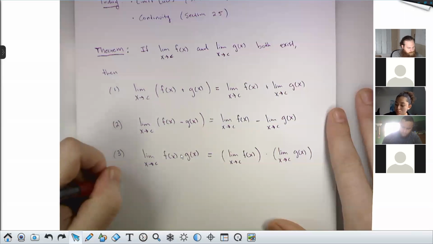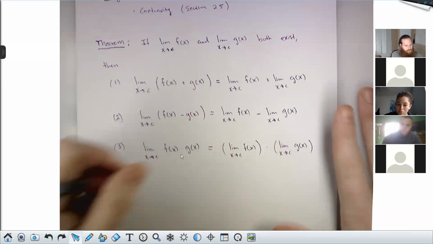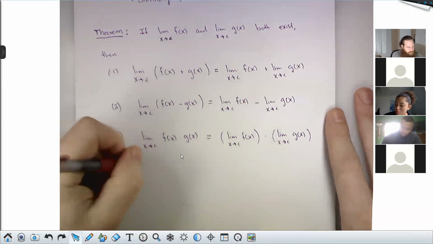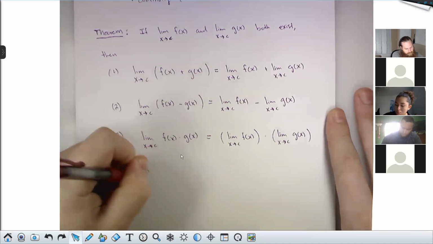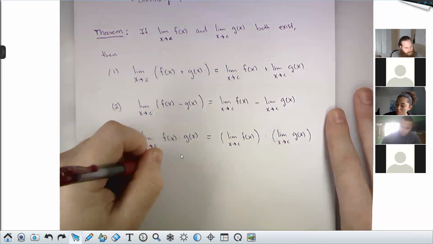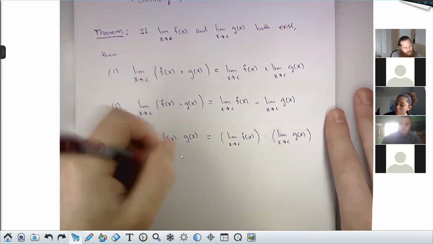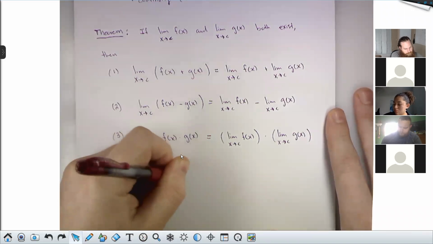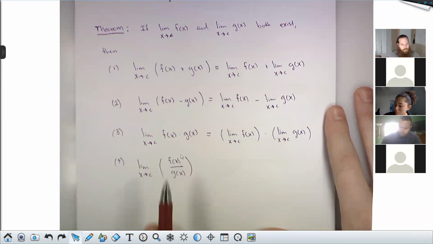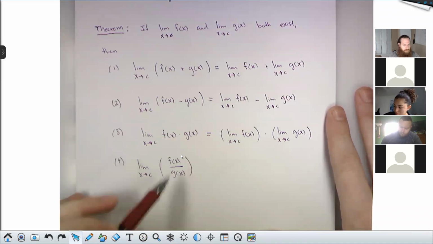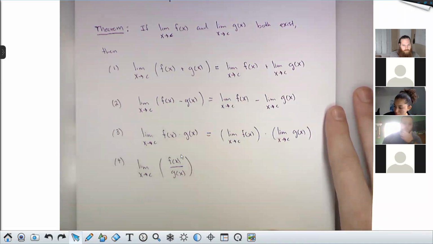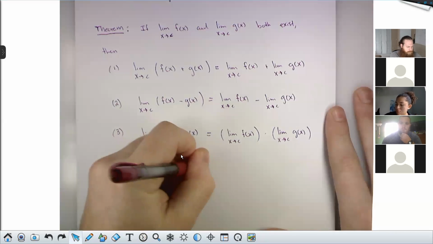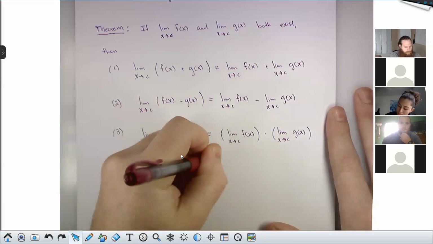And it works well for quotients as long as the denominator isn't 0. So if we want to take the limit as x goes to c of the ratio, I'll write this in parentheses, f of x over g of x. All right, so you have f of x, you have g of x. You form some new function by dividing them, f of x over g of x, like a rational function or something like that. And then you want to take the limit of that thing. Well, this says you can take the limit of the top and the limit of the bottom separately.